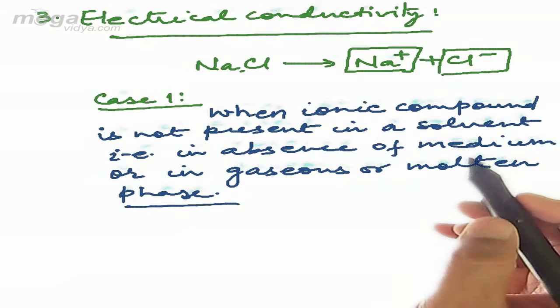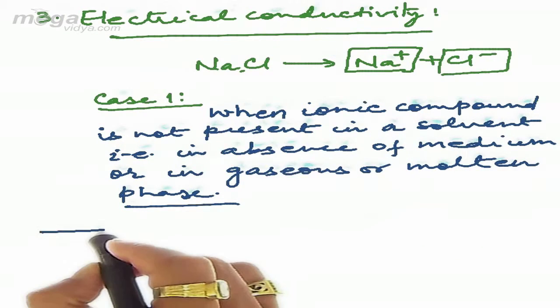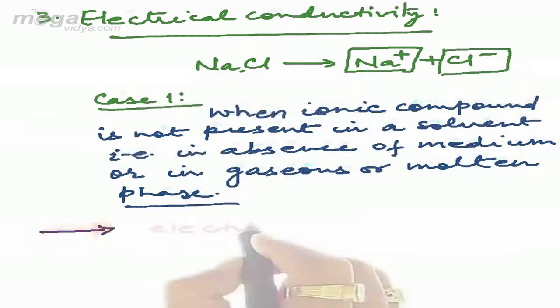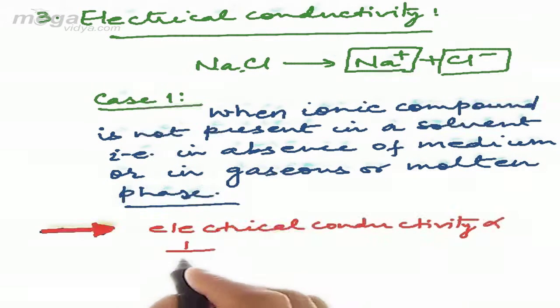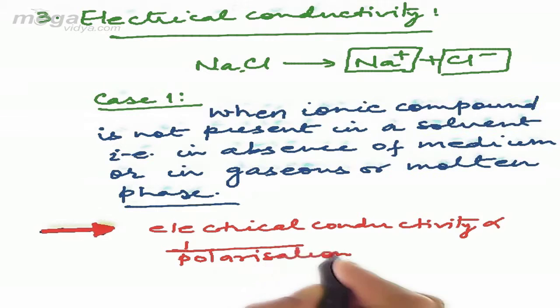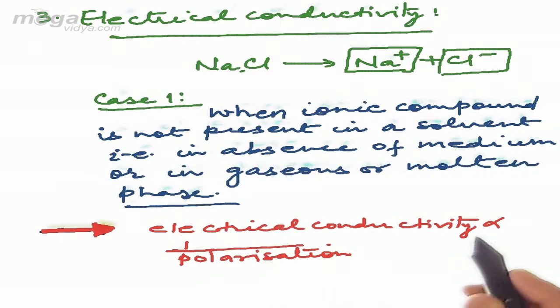Now remember, in case of the gaseous or the molten phase, the very first point to be observed is electrical conductivity will be inversely proportional to the polarization. Means greater is the polarization, smaller will be the electrical conductivity. Now let us consider an example. Let us take LiCl and NaCl.